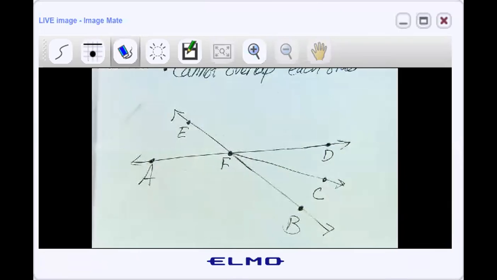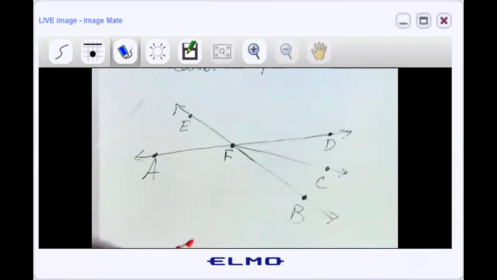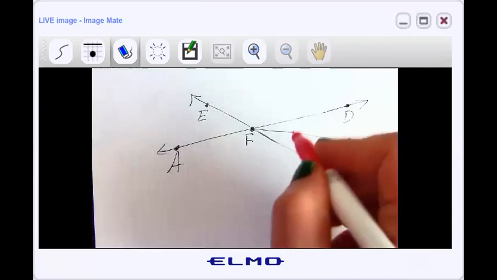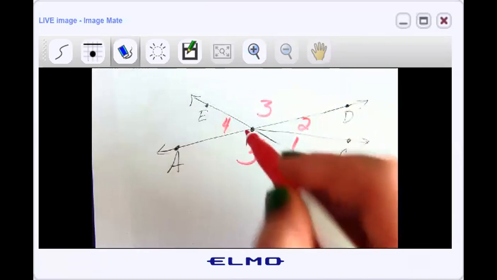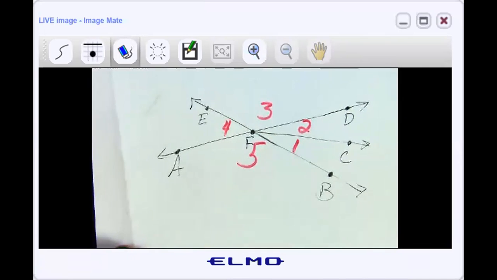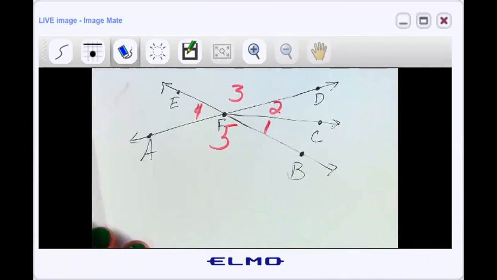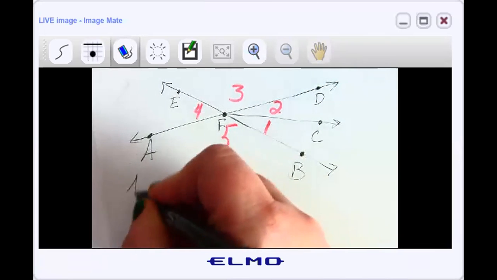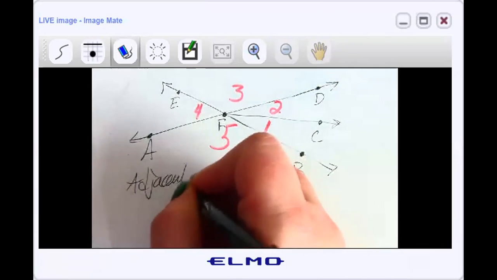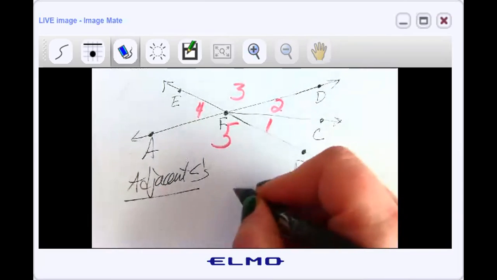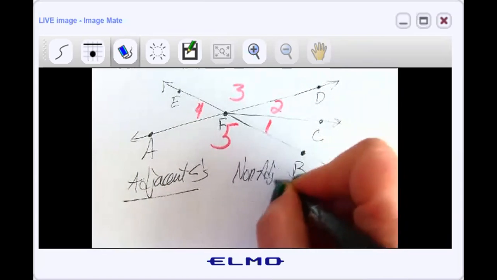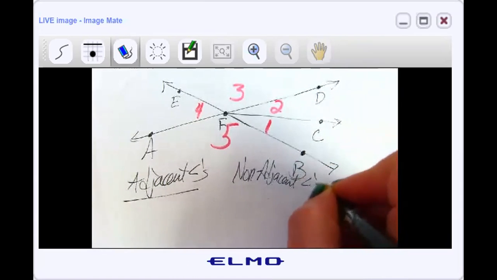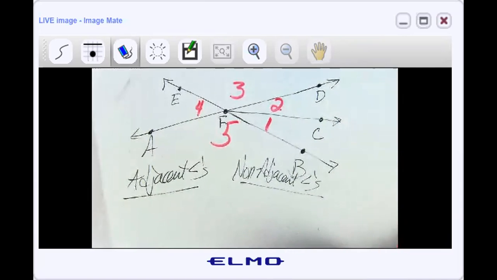All right, so here is a whole bunch of angles, and I'm going to number these angles to make our lives a little bit easier. 1, 2, 3, 4, and I'll call this big one 5. All right, so I'm going to make two lists. I'm going to make a list of angles that are adjacent and ones that are non-adjacent. Adjacent angles. Here we go. And then non-adjacent. Of course, I didn't leave myself enough space, but that's okay.